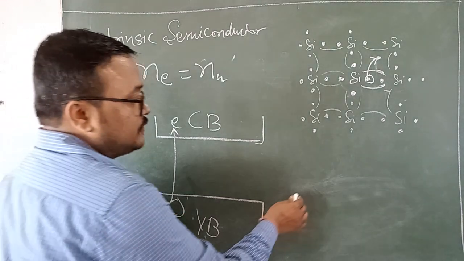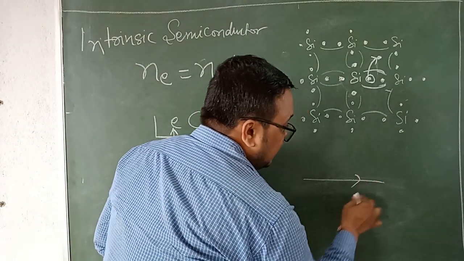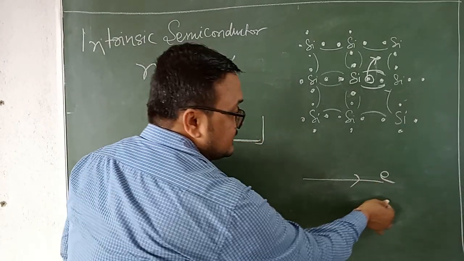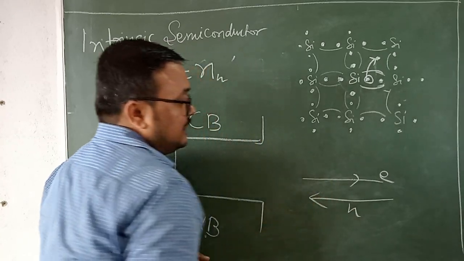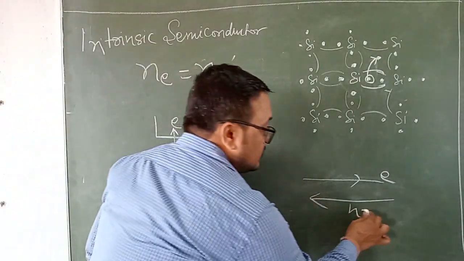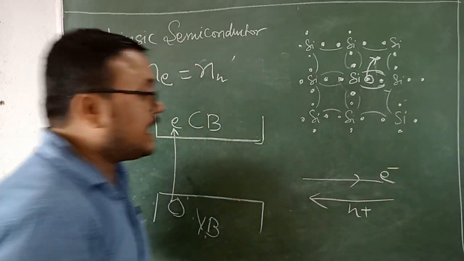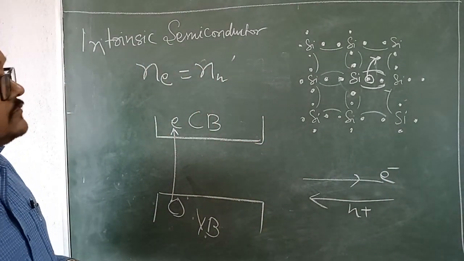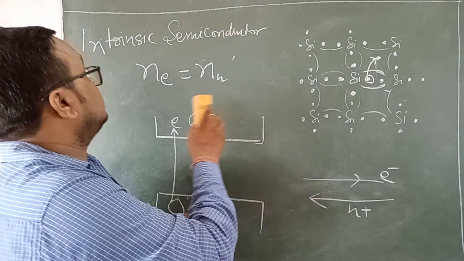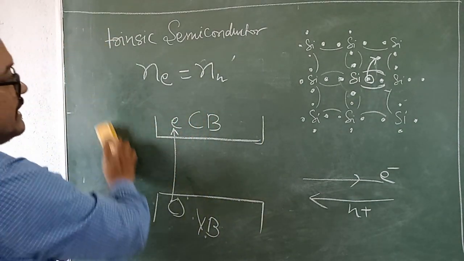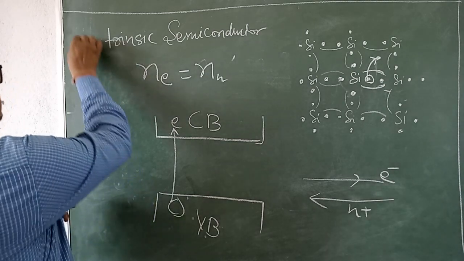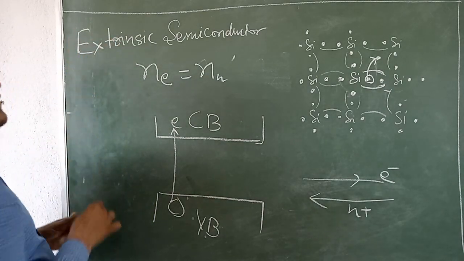When an electron moves from left to right in the semiconductor, at the same time the hole moves from right to left. A hole has positive charge, whereas an electron has negative charge. So this is the pure semiconductor. And when we dope the semiconductor with external material, then it becomes the extrinsic semiconductor.